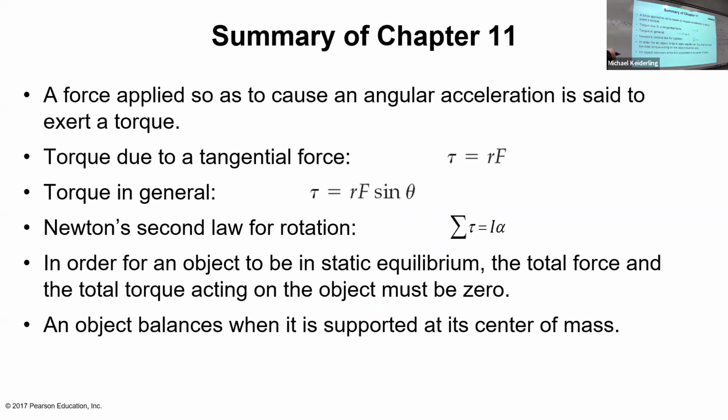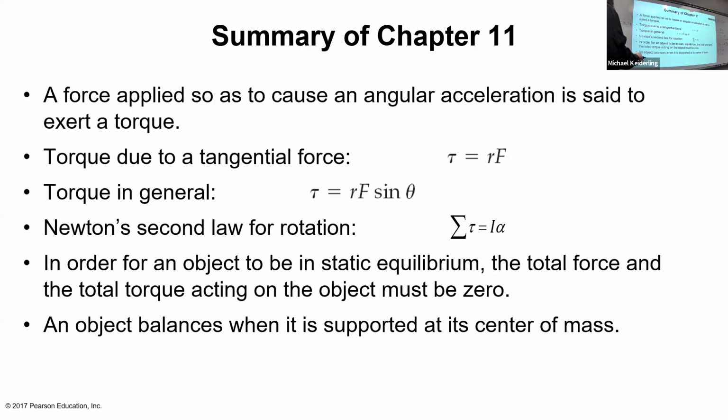So a force applied to cause an angular acceleration is said to exert a torque. The torque due to a tangential force is radius times force. Torque in general is radius times force times the sine of the angle. It's often helpful to think of radius times sine of the angle as the moment arm. So just how far away the force is from the axis, perpendicular to it, or you can think about force times sine theta, the component of the force perpendicular to the radius. Newton's second law for rotation is the sum of all torques equals moment of inertia times angular acceleration.